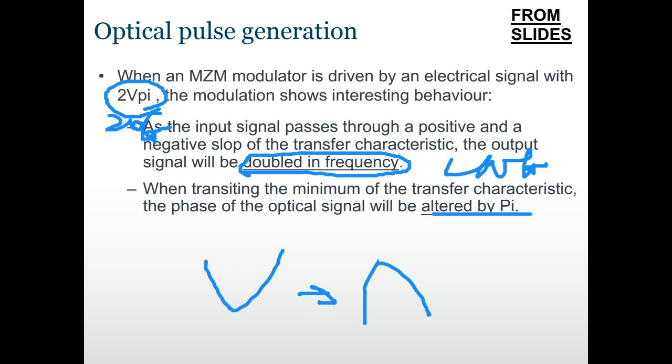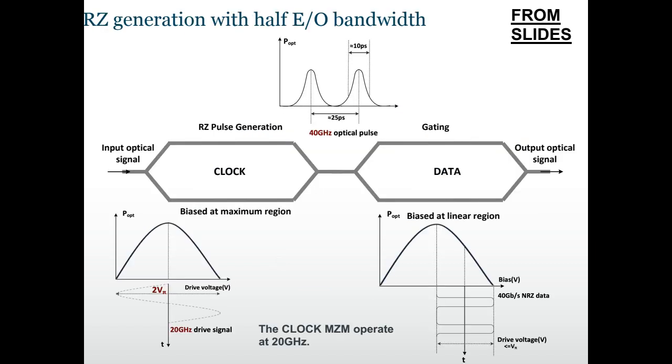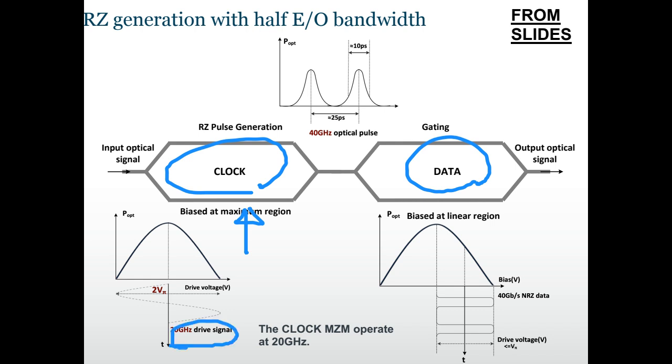So in summary, for return to zero, we need to have a clock signal, and we need to have data. So we have two MZM. For the first MZM, we can only use 20 gigahertz to drive a 40 gigahertz signal. So the output is like this. So we have 40 gigahertz optical bandwidth.